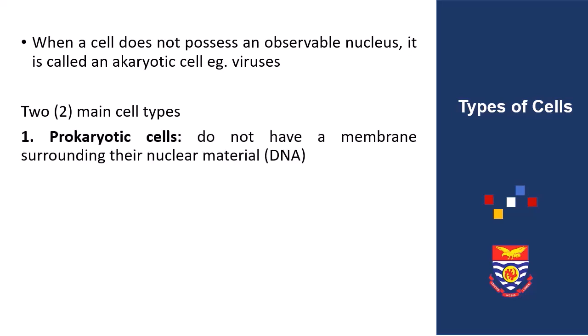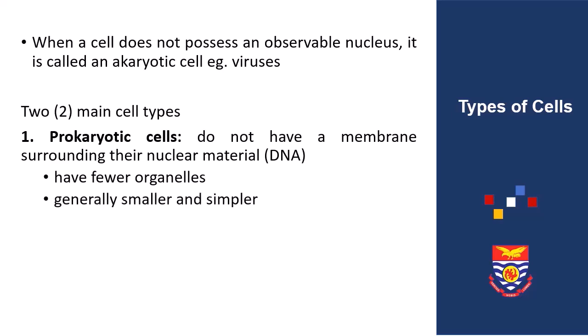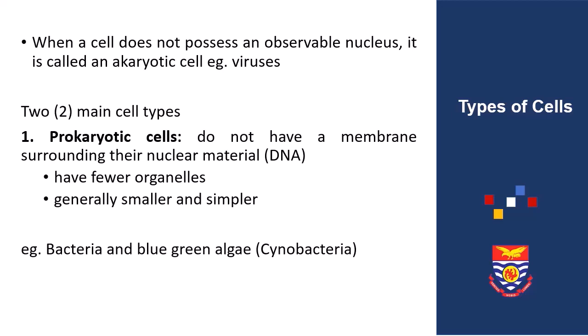Now let's look at prokaryotic cells. The key characteristic of prokaryotic cells is that they do not have a membrane surrounding their nuclear material. They also have fewer organelles and are normally smaller in size and simpler. Examples are the bacteria and blue-green algae, which is also referred to as cyanobacteria.